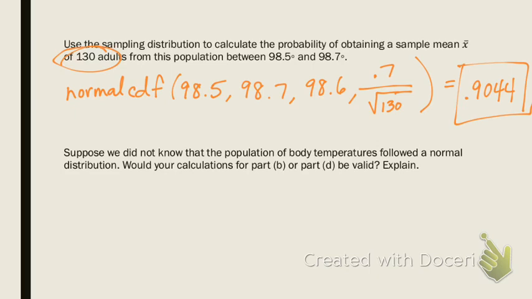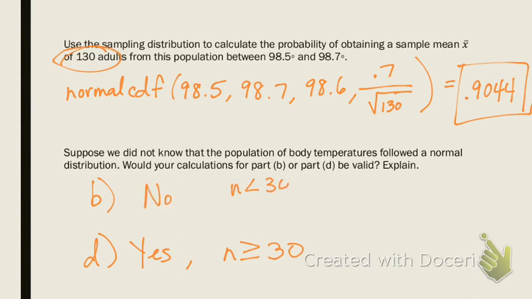So for D, yes. They didn't give it to you till D, because n is greater than or equal to 30 in part D. But for part B, n equals 1, so no, and it's not given, so no. Because n is less than 30 and it's not given. And then in part D, it doesn't matter if it's given because my sample size is greater than 30.